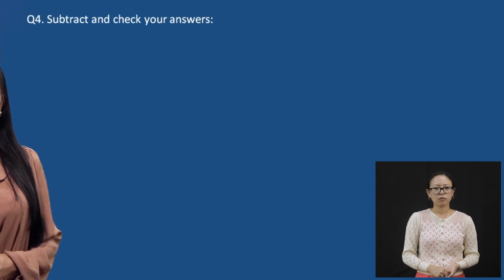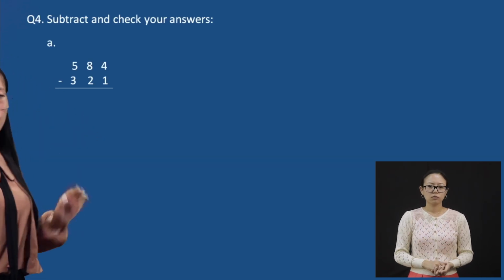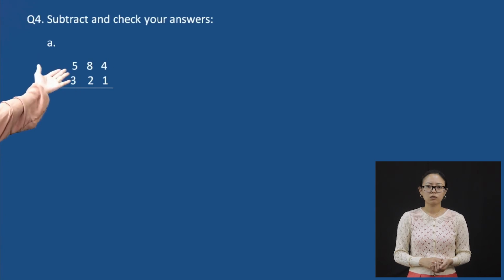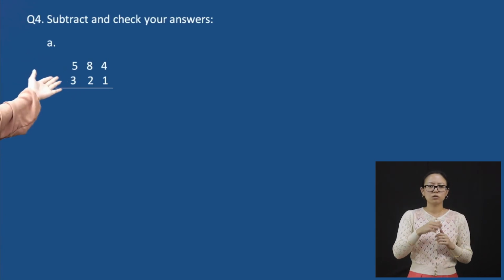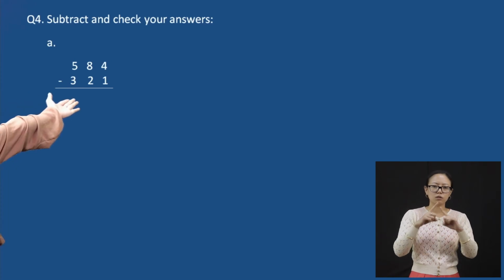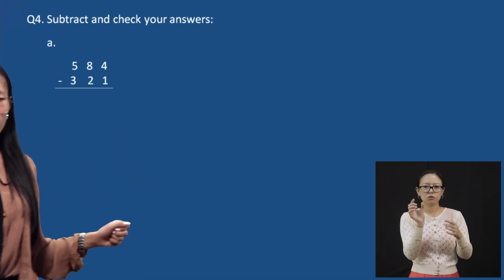Now we will do subtract and check your answers. Here, the number at the top is called minuend. The number at the bottom, or the second, is called subtrahend. The answer you got is called the difference.